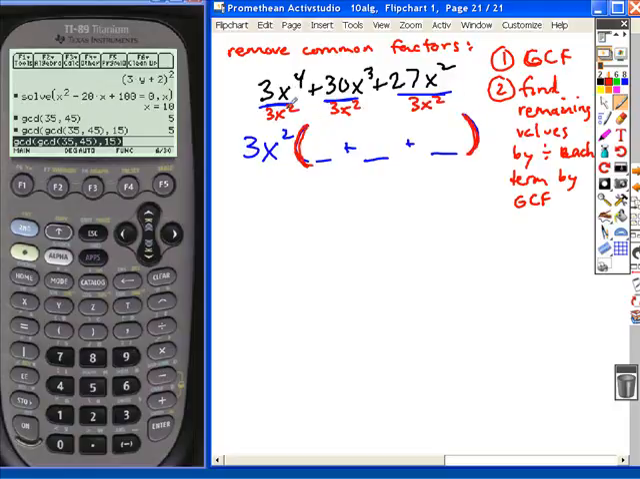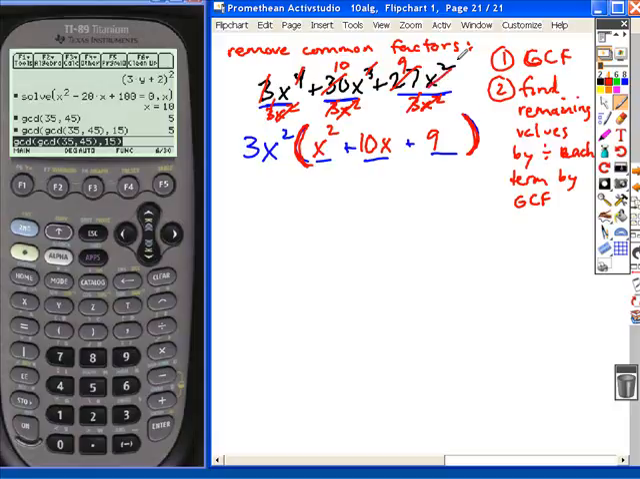So what is 3x to the 4th divided by 3x squared? The 3's cancel, and 2 of these x's cancel, leaving x to the 2nd. And then when you divide 30x cubed by 3x squared, what's left? 3 goes into 30 10 times, and these 2 x's cancel with 2 of these, leaving an x. And then 3 goes into 27 how many times? 9, and the x squareds cancel. And so you're left with this form.